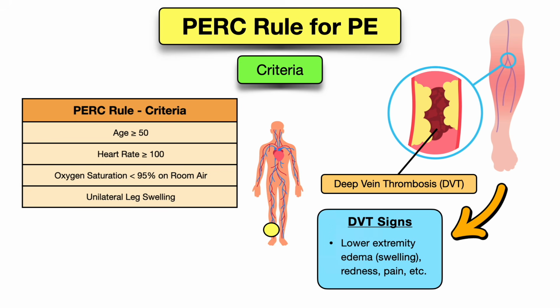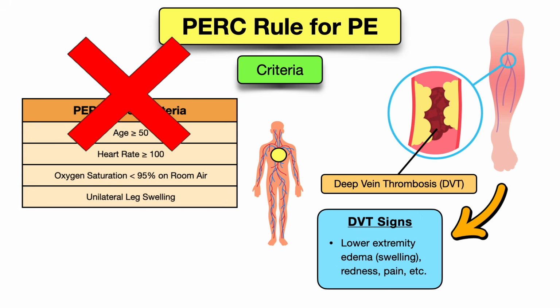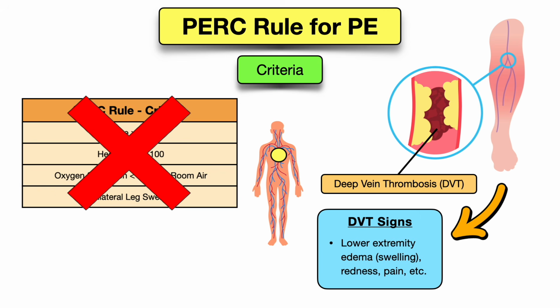Remember, we said a PE is typically from a blood clot, and this blood clot most commonly originates in the leg and breaks off and travels to the lung. That's why unilateral leg swelling, which could be a sign of a DVT, is part of the PERC rule. If it's present, then the PERC rule cannot be used to rule out a PE.